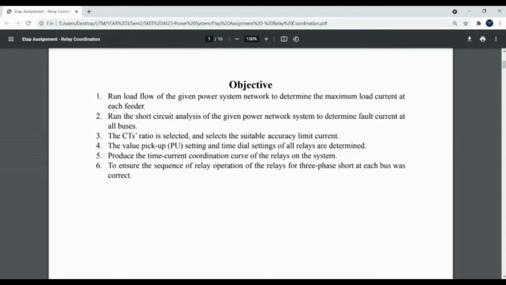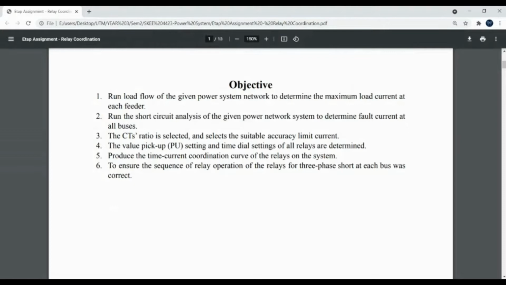The first is to run load flow of the given power system network to determine the maximum load current at each feeder. The second one is to run the short circuit analysis of the given power network system to determine fault current at all buses. The third is that the CT ratio is selected and the suitable accuracy limit current is selected. The fourth is that the pickup setting value and time dial setting of all relays are determined.